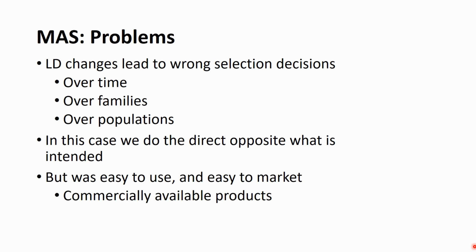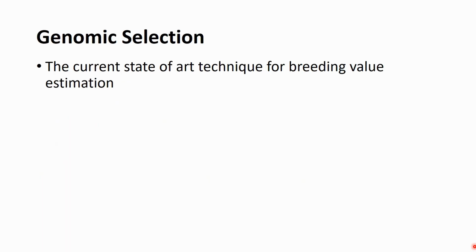At some point, still, it was really popular because it was easy to use, easy to market. Everybody was happy that they were using genomic information, and it was marketed quite heavily. But all of this changed with the introduction of the so-called genomic selection, which is the current state of our technique for breeding value estimation in livestock.